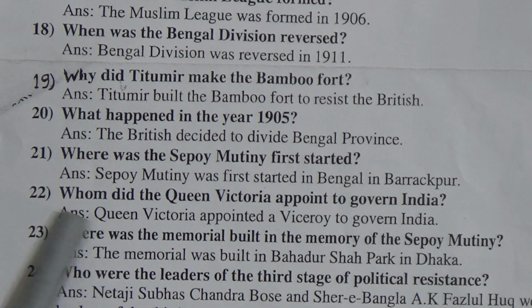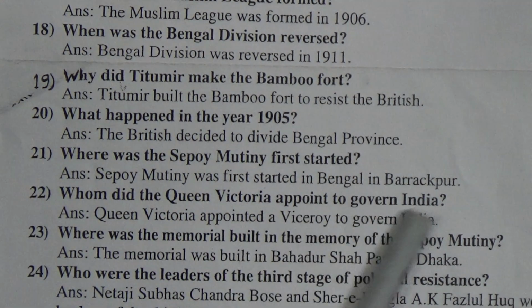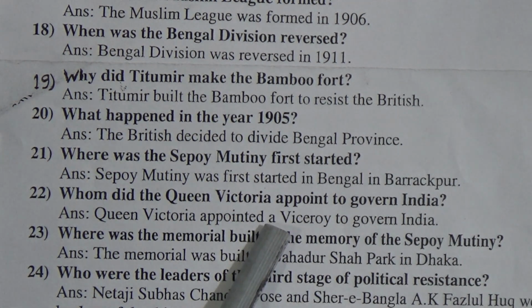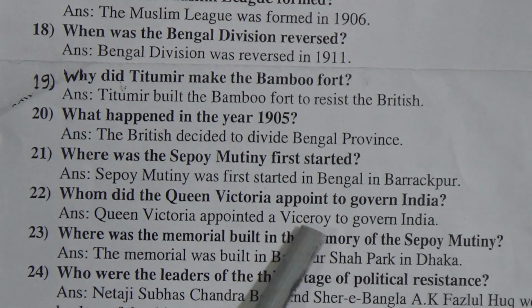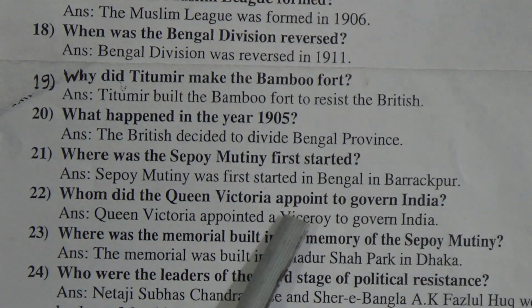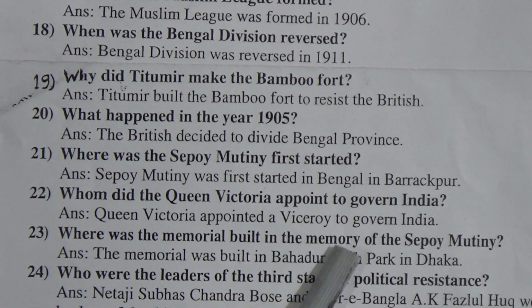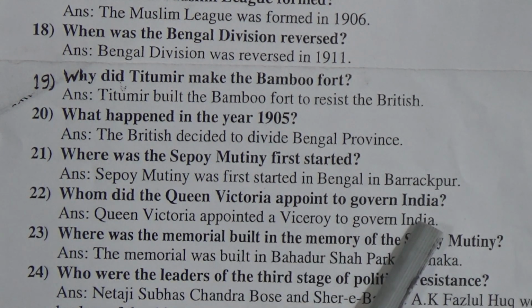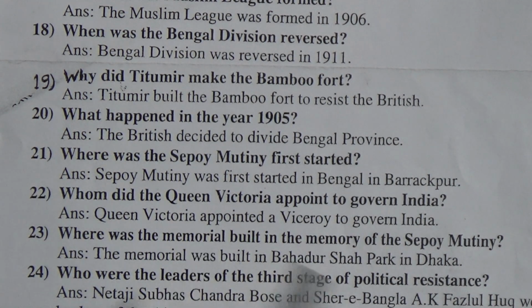Now number 22, whom did Queen Victoria appoint to govern India? Queen Victoria appointed a viceroy to govern India. Now look, the answer is, Queen Victoria appointed a viceroy to govern India. After the Sepoy Mutiny in 1857, the company rule, that means the East India Company rule, ended, and Queen Victoria appointed a viceroy to govern India in 1858.